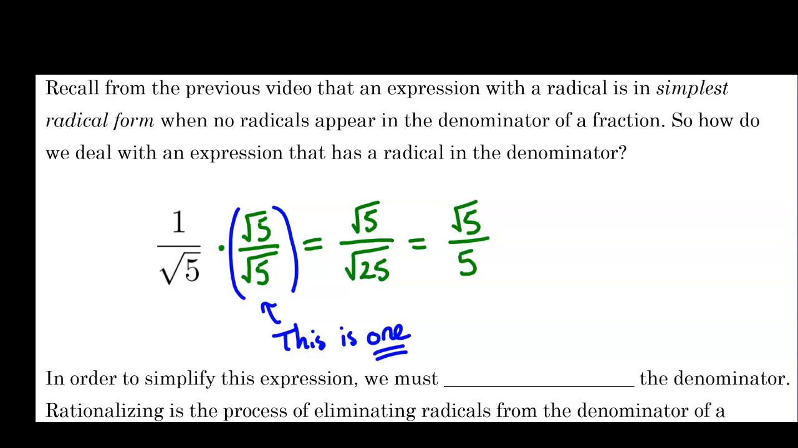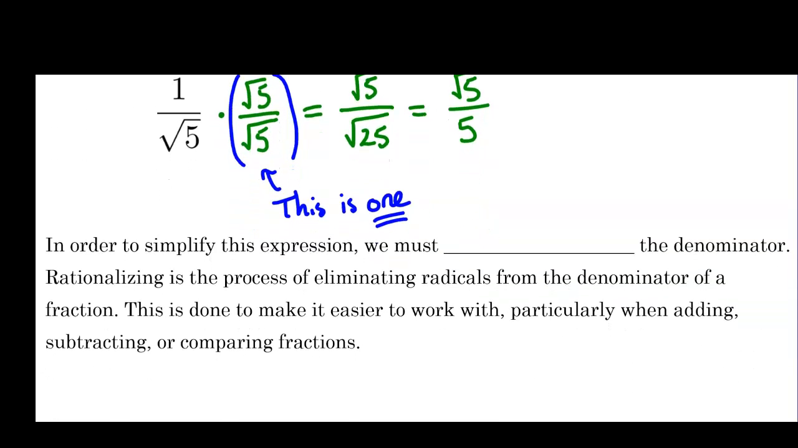The only thing, if we choose larger values, we may have to simplify more. So we would have to simplify the square root of 20 in the example that I'm speaking through. And it just adds an extra step. Not more difficult, just an extra step. So let's formalize this. In order to simplify the expression, we must rationalize the denominator.